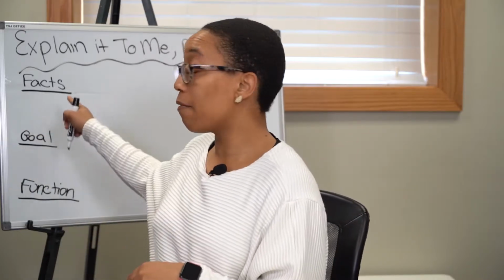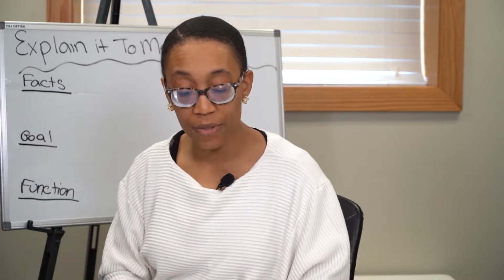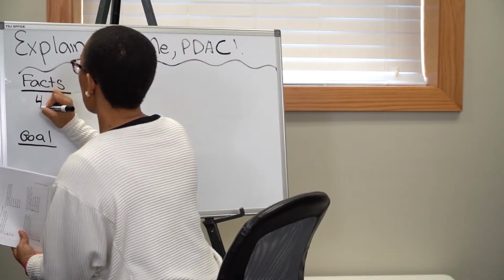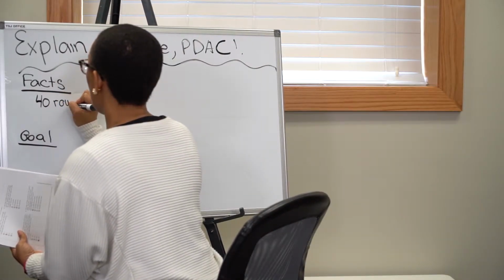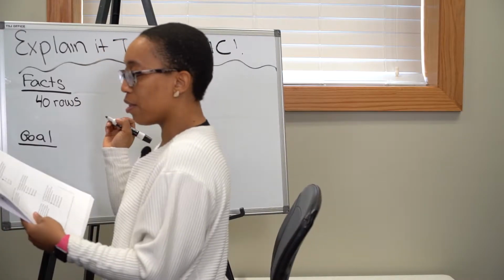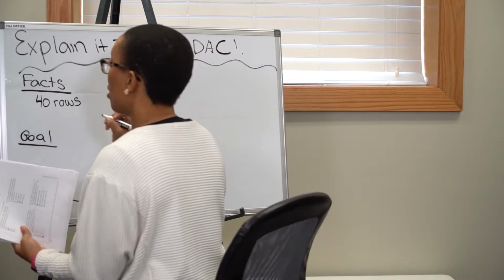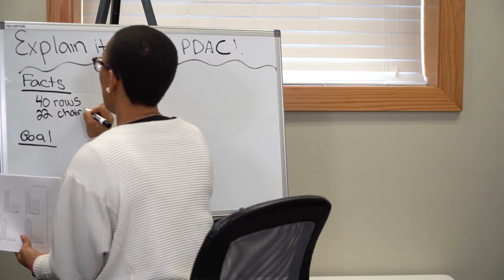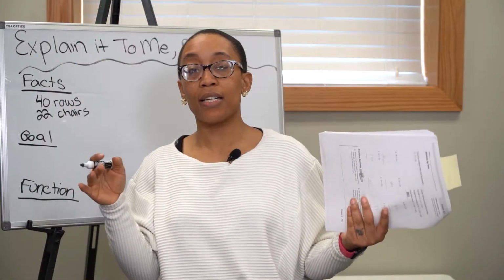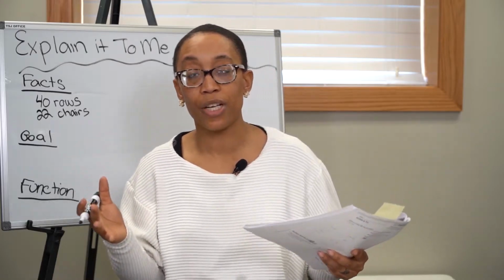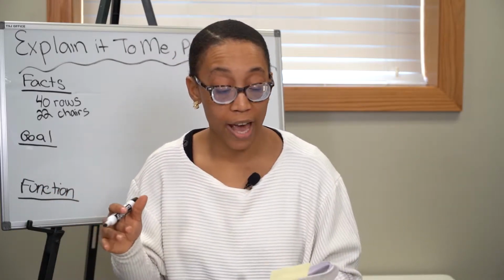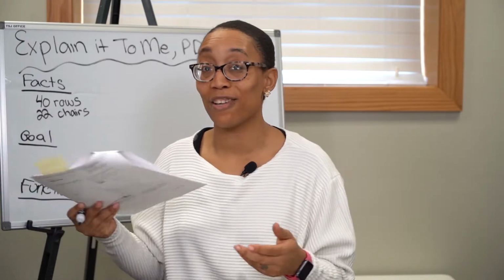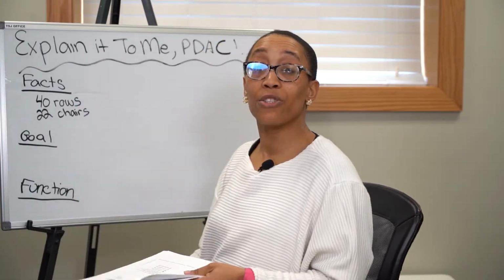Second step is find these three things. So what are the facts? Okay, the facts are that there are 40 rows of chairs. Another fact is that there's 22 chairs. Because you can't argue with that. That's a fact. It is what it is. There's 22 chairs. There's 40 rows. Those are the facts. That's all the facts they give us in here. So these are our two facts.